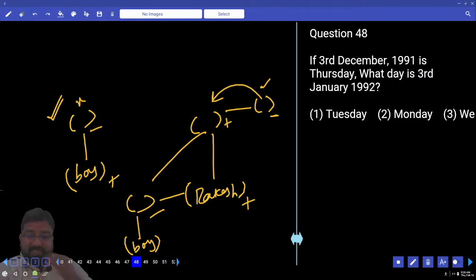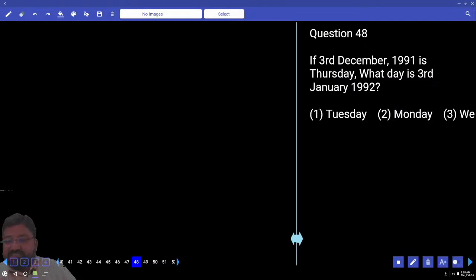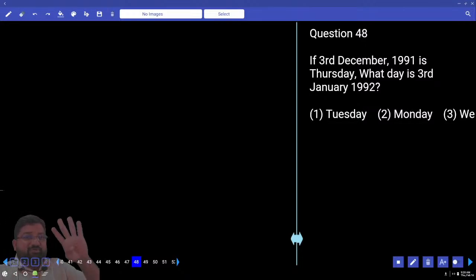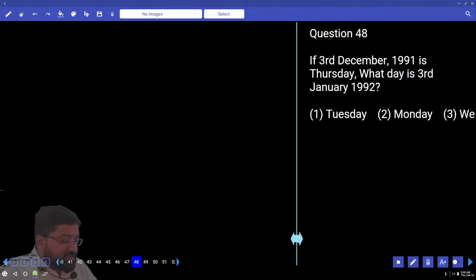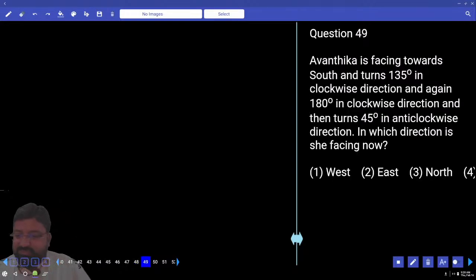3rd December 1991, Thursday. What day is 3rd January 1992? There is a gap of one month. And December has how many days? 31 days. 31 is nothing but how many odd days? 3 odd days. Thursday plus 3. What's Thursday's code? 4. 4 plus 3 is 7. 7 means 0. 0 is what? Sunday. I didn't even use pen and paper to solve this question.